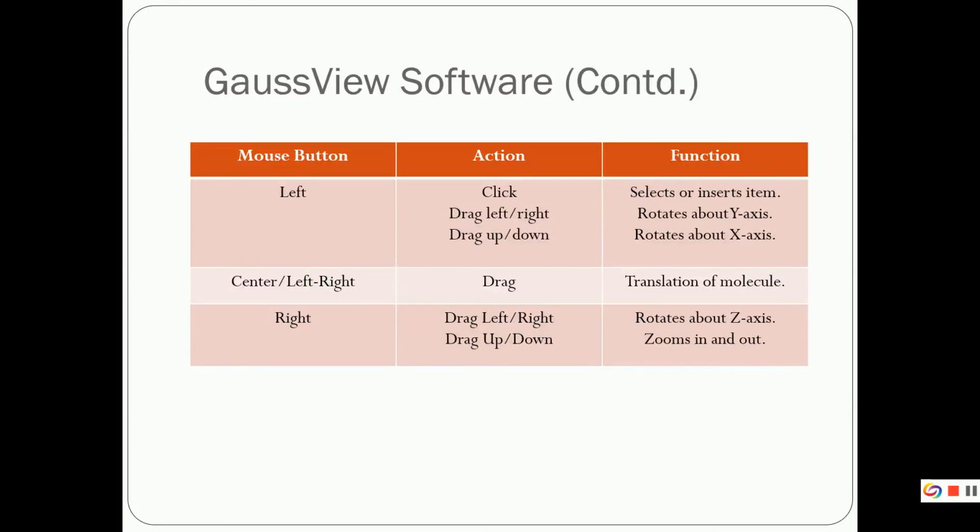So we use the mouse for working on Gausview software. I figured out that we have three parts on a mouse. The left button we use to click, to insert or select an item, and to rotate the molecule about the X or Y axis. The right one is used to rotate about the Z axis, and we use it to zoom in and out. And the center button is actually for the translation of the whole molecule.